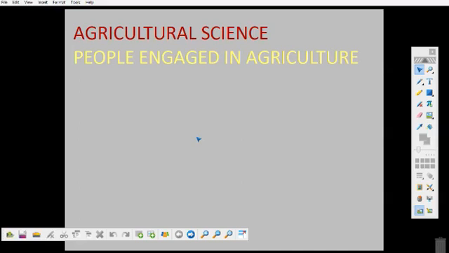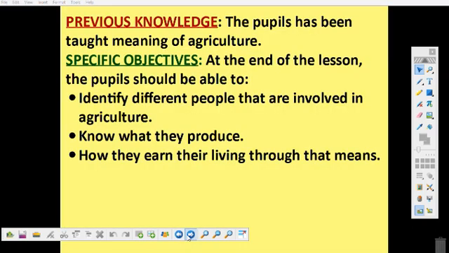Good day, everyone. In today's lesson, we want to look at a topic in agricultural science called people engaged in agriculture. We want to look at different people that are engaged in agriculture. Let's see what you stand to gain at the end of this lesson. At the end of this lesson, we're able to identify different people that are involved in agriculture. Two, we're able to know what they produce, and the last one, we're able to know how they earn their living through what they produce.